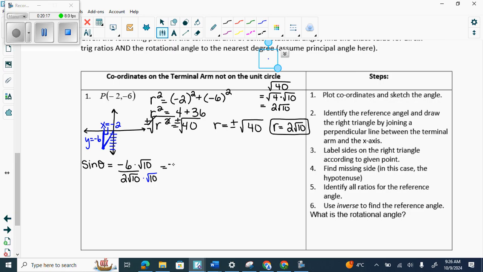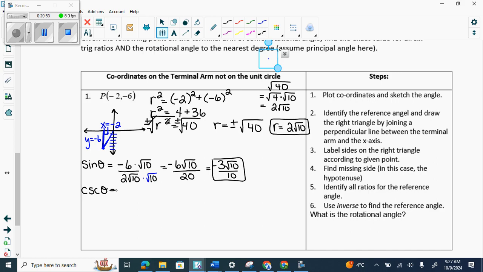So now I have negative 6 root 10 over what? Root 10 times root 10 is? 10 times 2 is? 20. And then I need to reduce my coefficients, right? Take a 2 out of both, so I'm left with negative 3 root 10 over 10. Done. So that's sine theta. What's sine besties with? Cosecant?